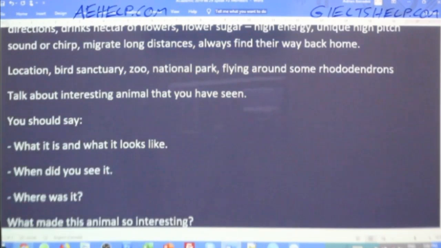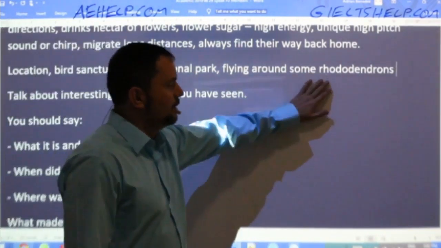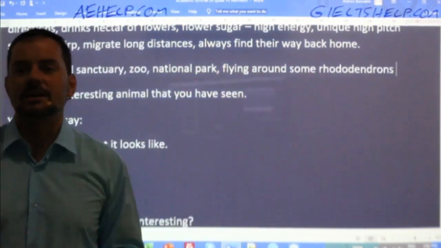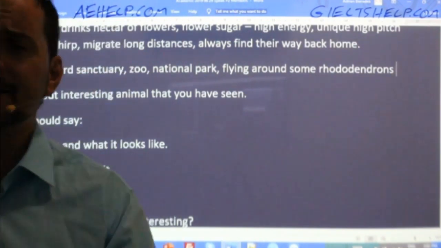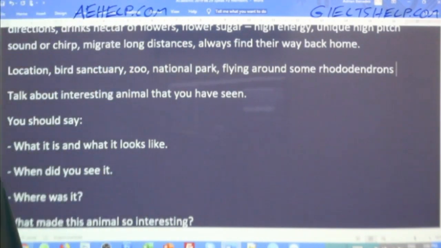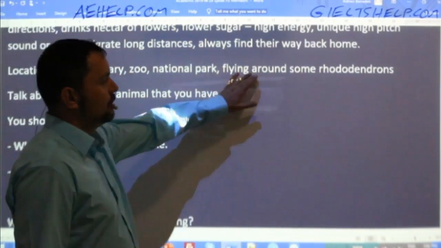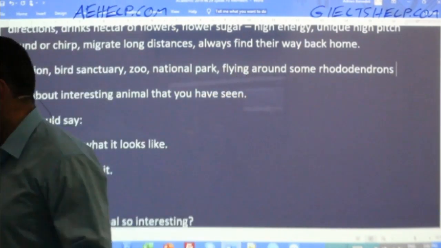Rhododendron is a type of flower that hummingbirds like, but you could choose any flower. Tulips, for example. Kesey says the tree in front of my home. Sure, what kind of a tree is it, Kesey? Maybe a cherry blossom. Okay, so name the actual flower. All right, good.